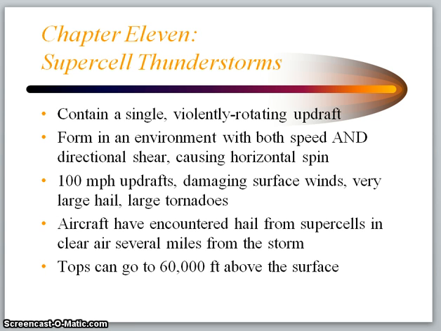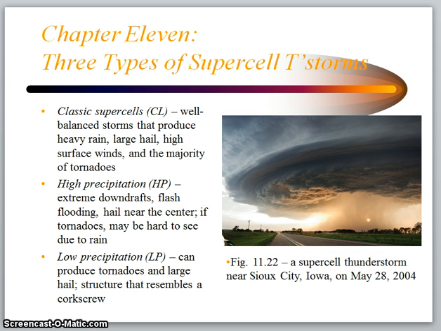And because of the incredible nature of these supercell thunderstorms, the tops of them can go to above 60,000 feet above the surface of the Earth. Aircraft have encountered hail from supercells in clear air several miles from these supercell storms. There are three kinds of supercell thunderstorms. There are classic supercells, there are high precipitation supercells, and there are low precipitation supercell thunderstorms. You can read the details in your book.